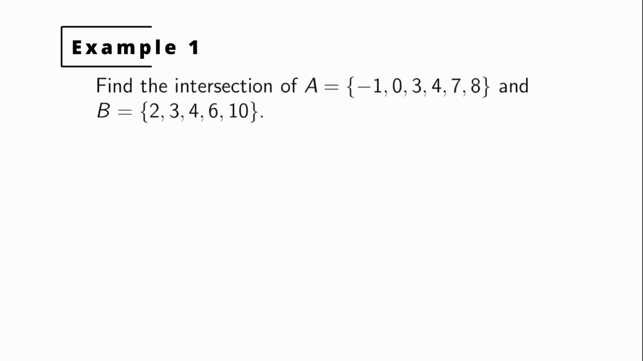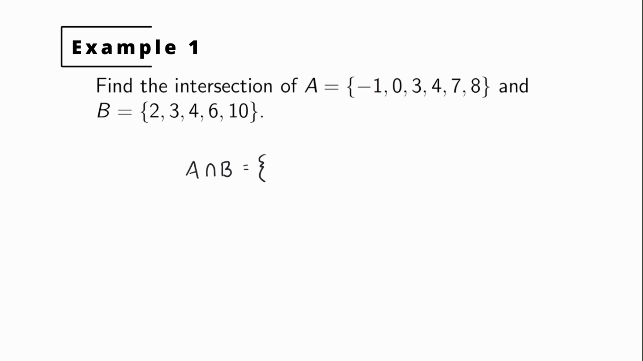Let's start with a simple example. Let's find the intersection of this set A, which is the elements -1, 0, 3, 4, 7, and 8, and B, which is 2, 3, 4, 6, and 10. Now the intersection is every element that is in both A and in B. So the easiest way to do this when your elements are just listed out is to go element by element and see, is that thing in both of them?